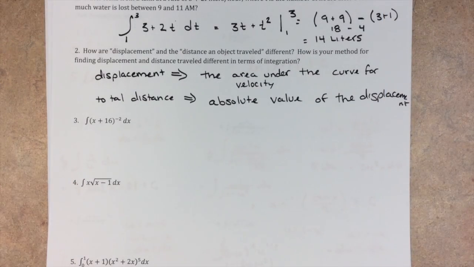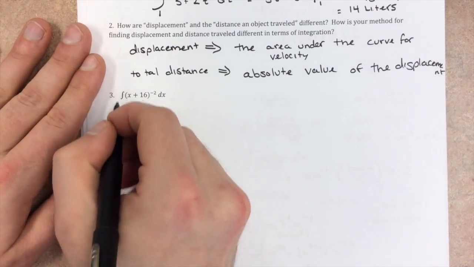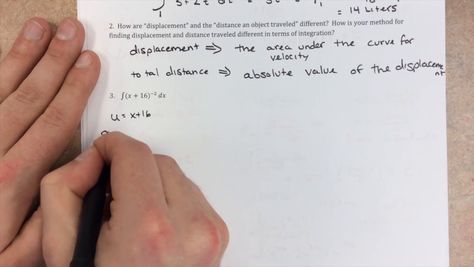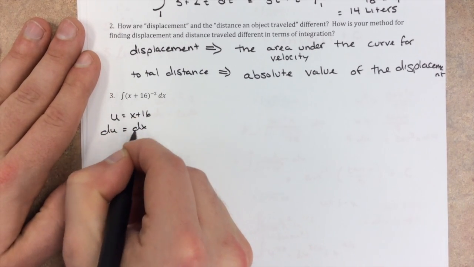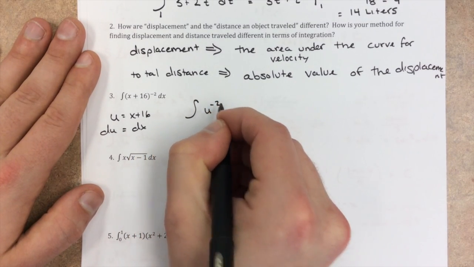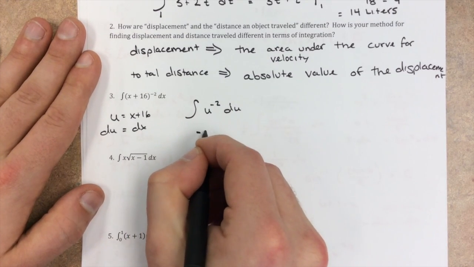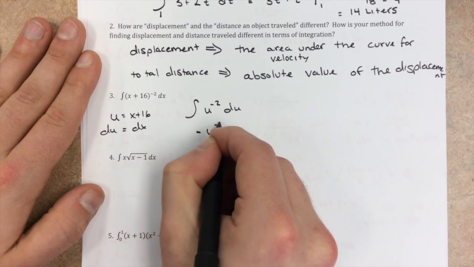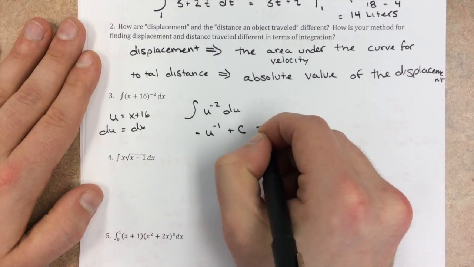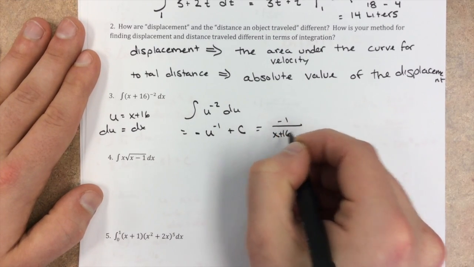So looking at the integrals, let's see if we can do any of these. We have simple u substitution, so we have u equals x plus 16. So then du would be dx. That would be the integral of u to the negative second du. So we add 1, multiplied by the reciprocal, so negative u to the negative first plus c. And then we just plug in what that is. So this would be negative 1 over x plus 16 plus c.